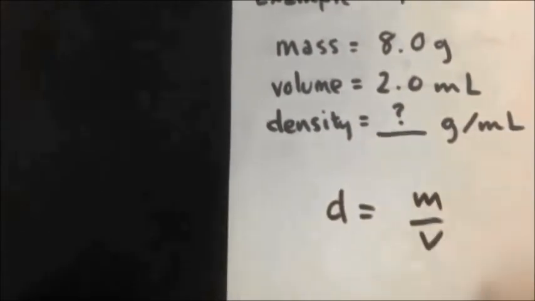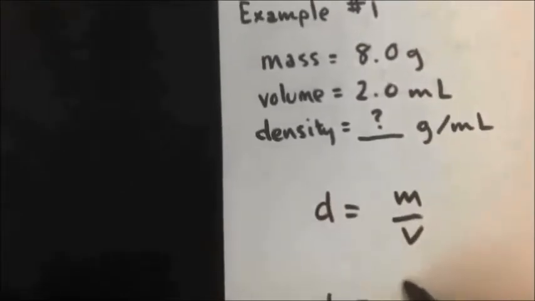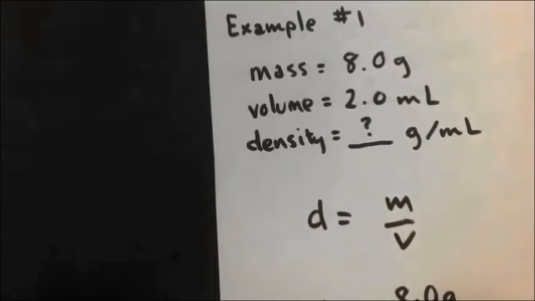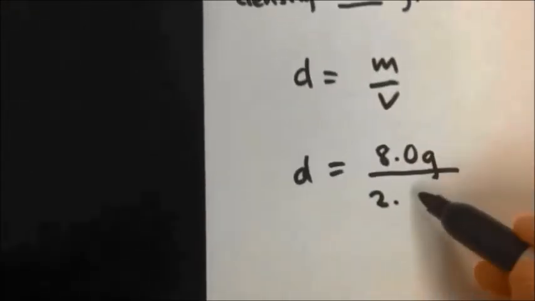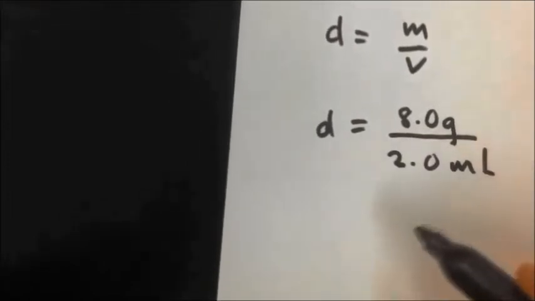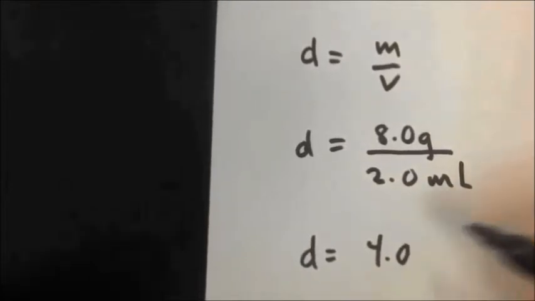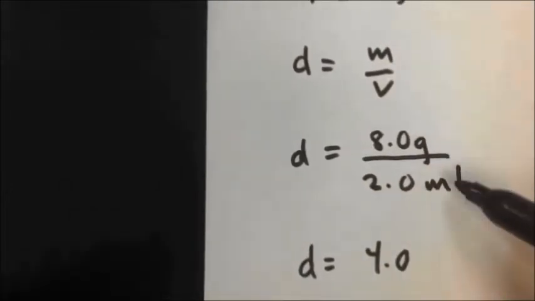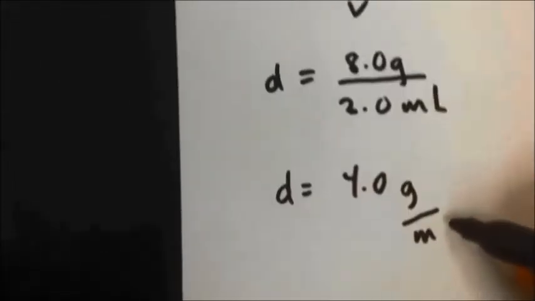So we're going to say that density equals mass over volume, and then we're going to plug in the values. 8.0 grams is the mass, and the volume is 2.0 milliliters. When we divide 8 divided by 2, the density equals 4.0, and nothing cancels. We have grams over milliliters, so we're going to have grams divided by milliliters.